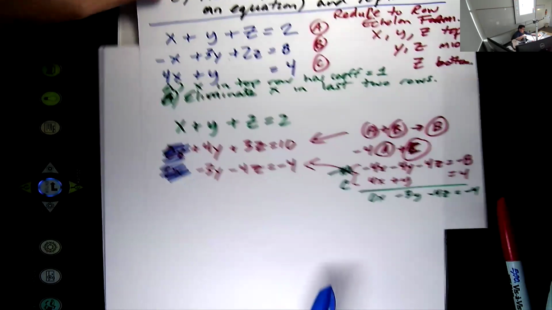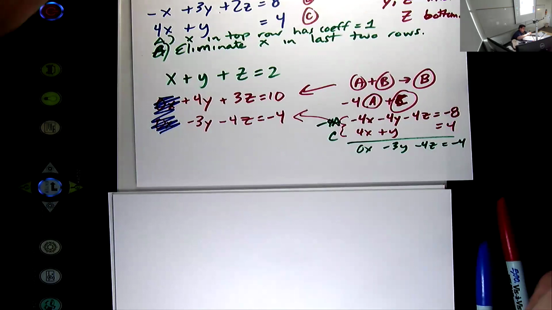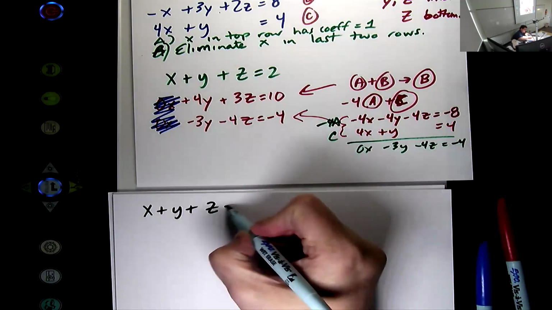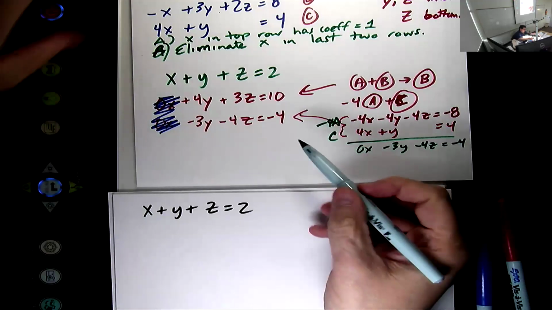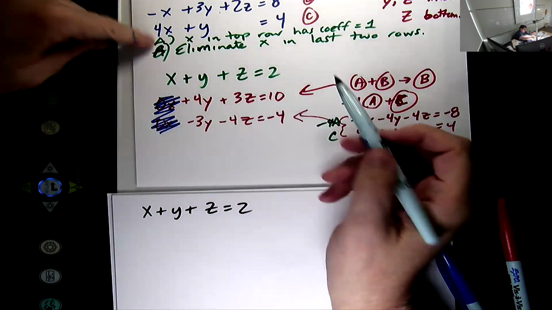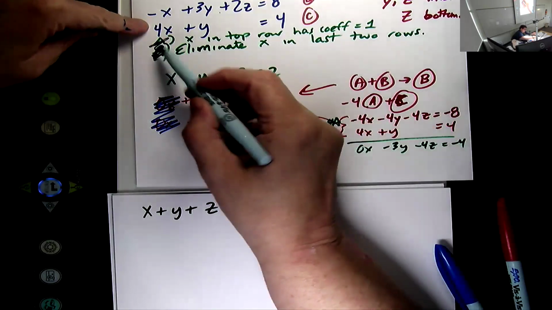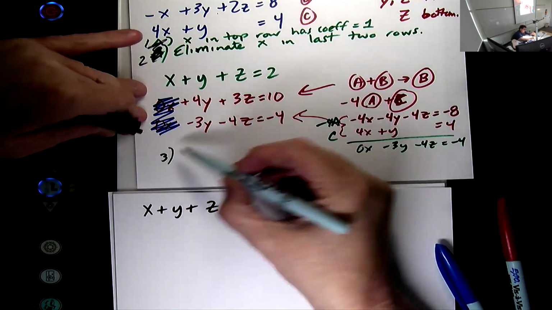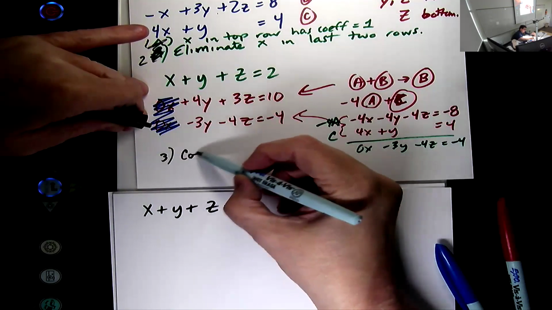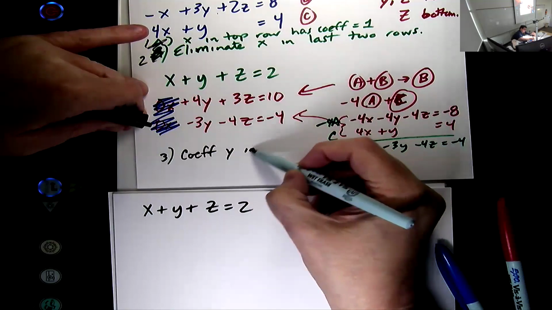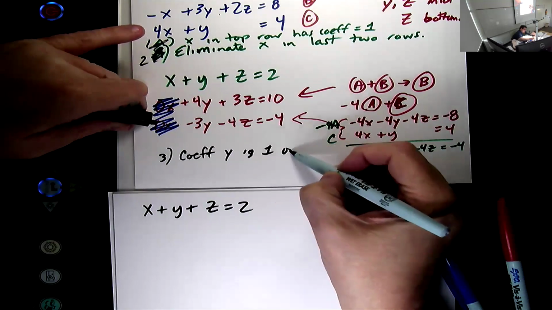Alright, so next step. Top line looks good. I said A and B here, that was a terrible choice. Like step 1, step 2. Step 3 is going to get a coefficient of y equals 1 on the middle line.